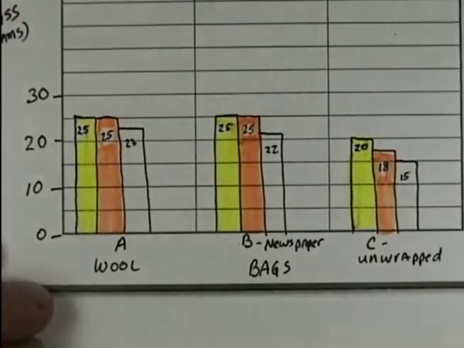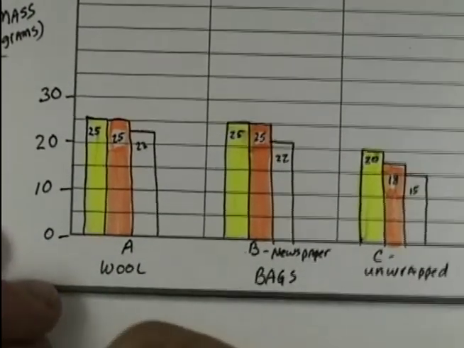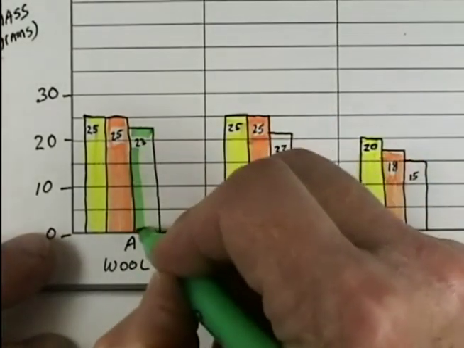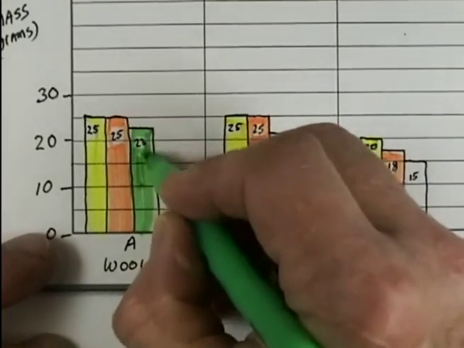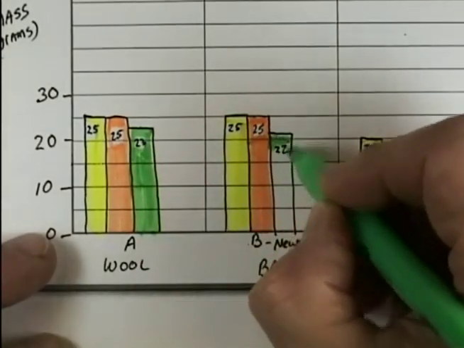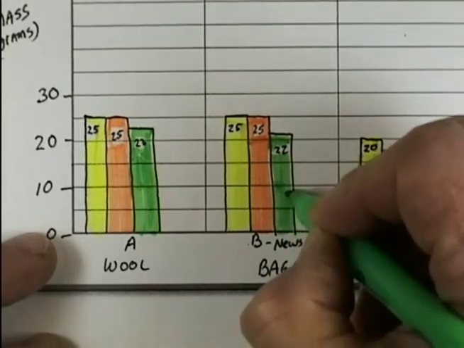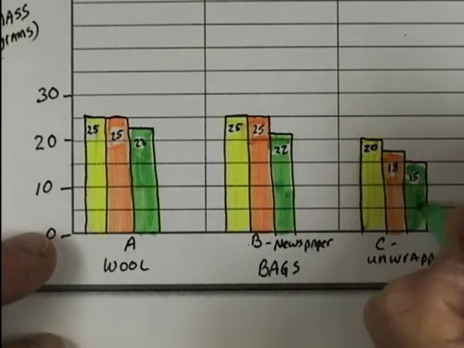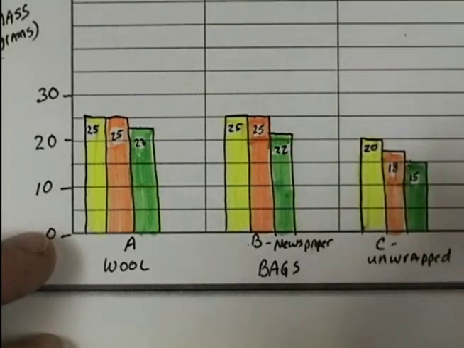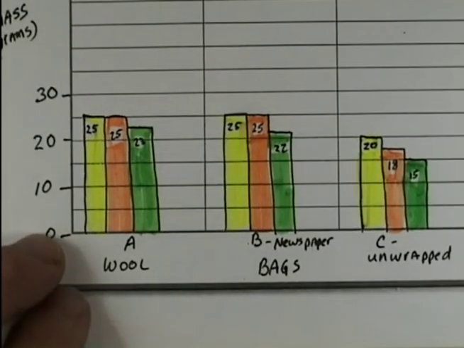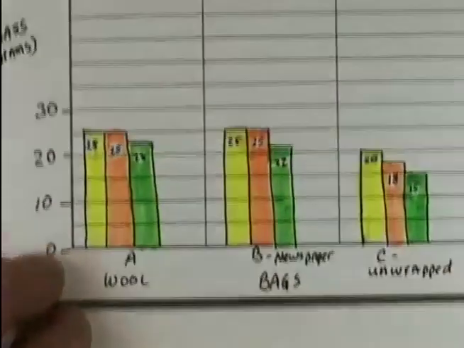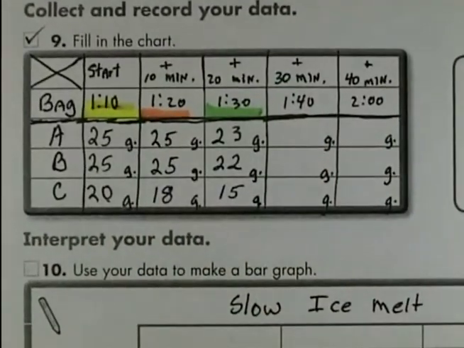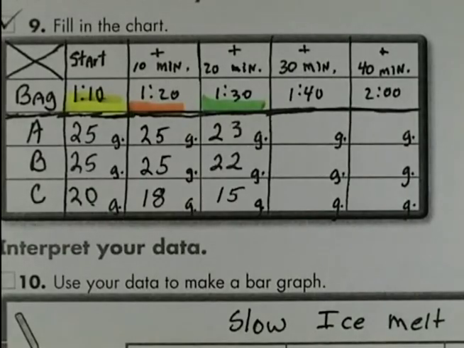And we're starting to see a little bit of a trend, something weird going on. These are starting to lose a little bit. And this one has lost the most. It has lost 5 grams so far. And look at my watch. It's now time for me to take one more reading here. It's time for me to take a reading for 40 minutes, or actually 30 minutes at 1:40. So I'm going to do that now.